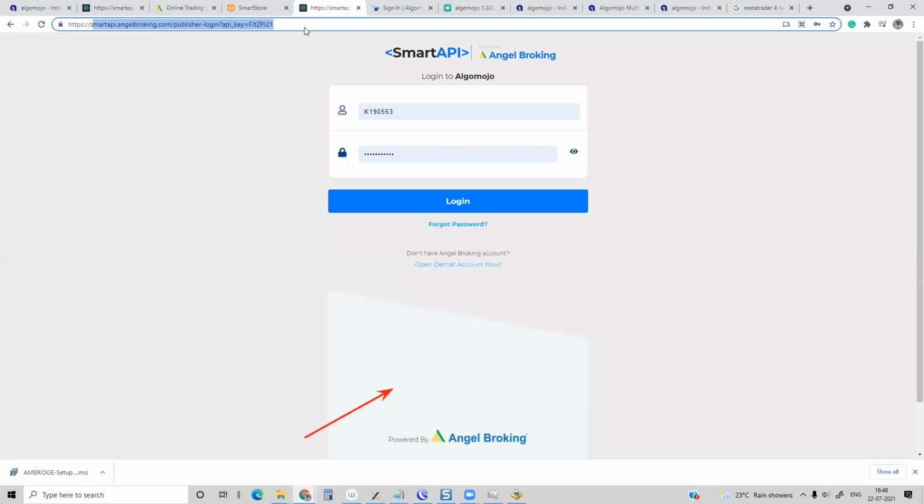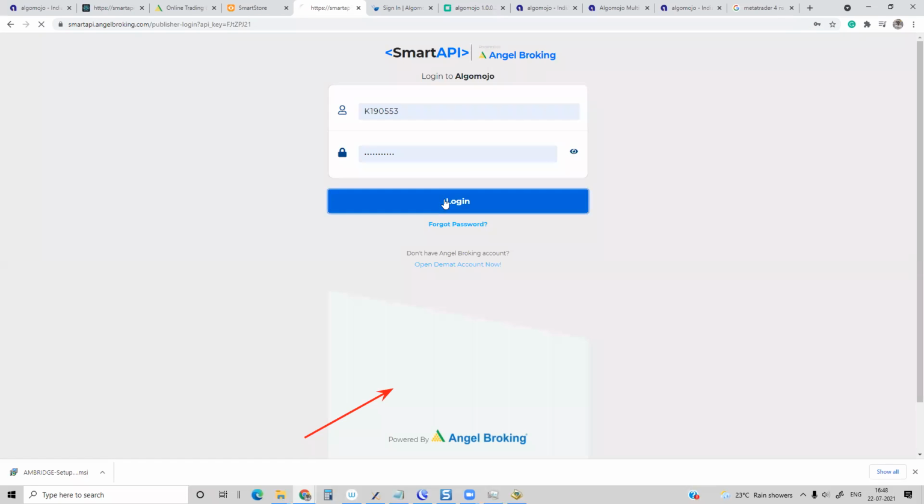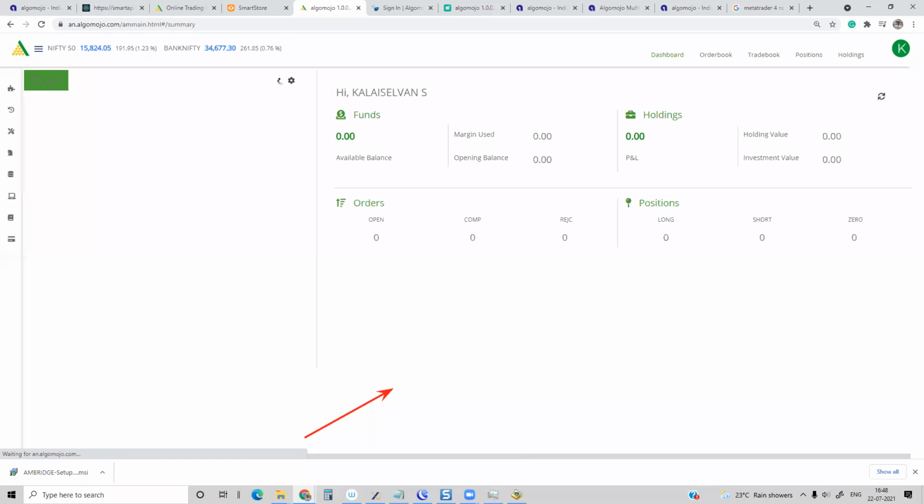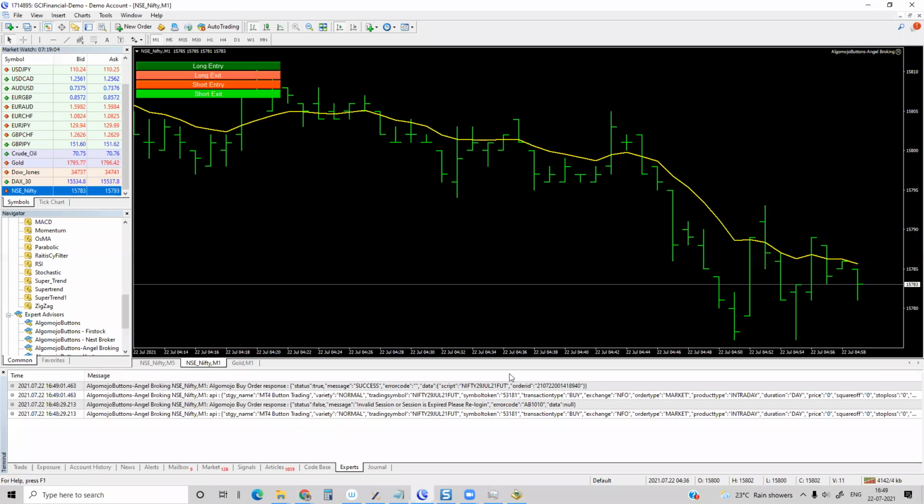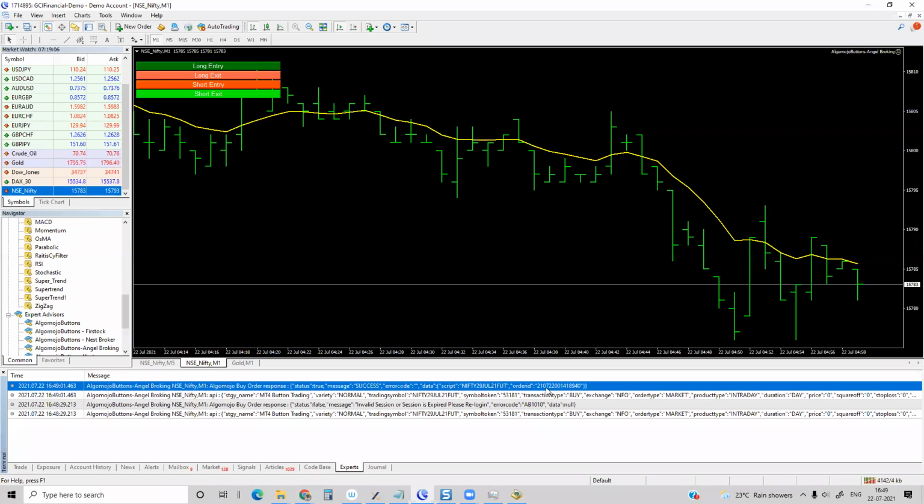It goes to the broker portal. From the broker portal, I click on login. So it accepts the login, and thereby now I'm able to access the application. Once I access the application, if I send an order, you can see that the order is sent and an order ID is getting generated.